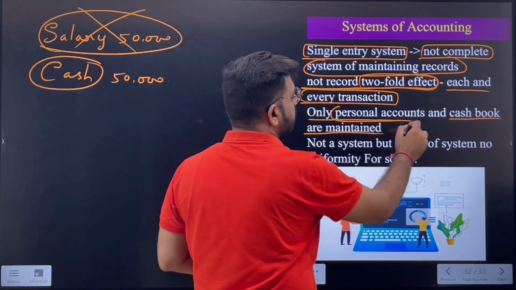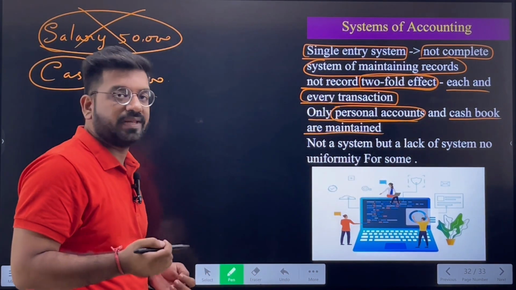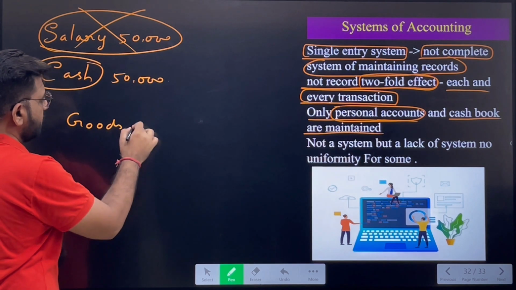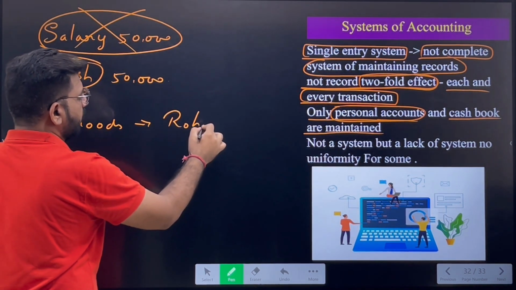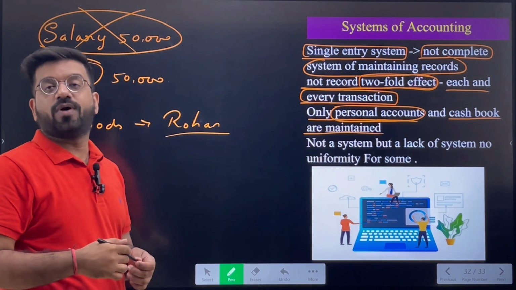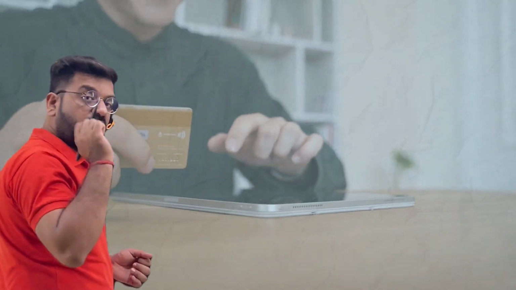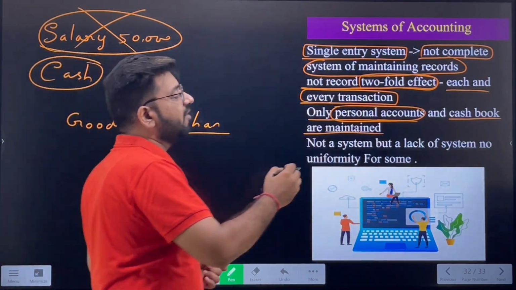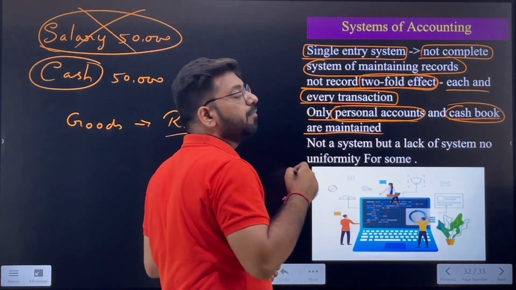Now, only the personal accounts. What is the meaning of personal accounts? Personal accounts simply mean, for example, I have purchased goods from some person. I have purchased goods from Rohan. If I have purchased the goods from Rohan, what will happen? Rohan will be entered in my books, because the cash has not been paid. If I had paid the cash for the goods I bought, then that would have been recorded in the cash book. But since I am not paying the cash, I will record that yes, I have bought it from Rohan. The amount is still yet to be paid. This has to be recorded in the single entry system.